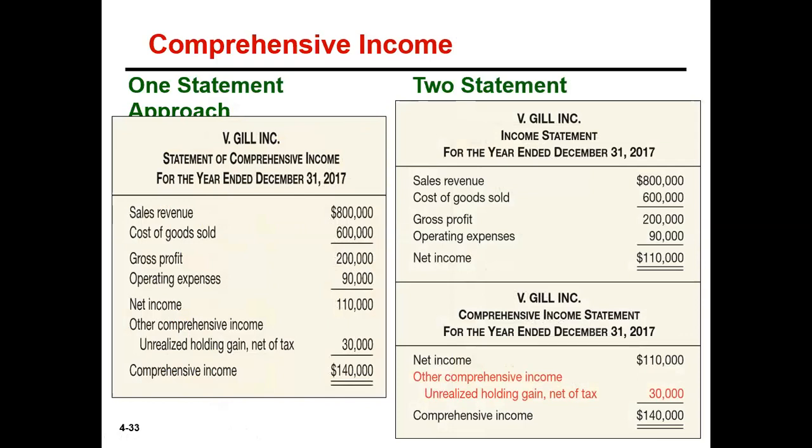One statement or two statement approach to comprehensive income. The one statement approach, we list net income, and then the other comprehensive income, which makes net income plus other comprehensive income give us our comprehensive income, right? So that's one way to do it. Or the two statement approach, simply in one statement we have net income, and then in the other we add that to other comprehensive income to arrive at comprehensive income.